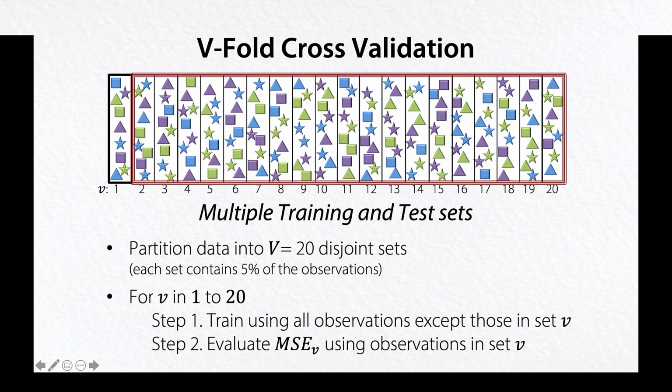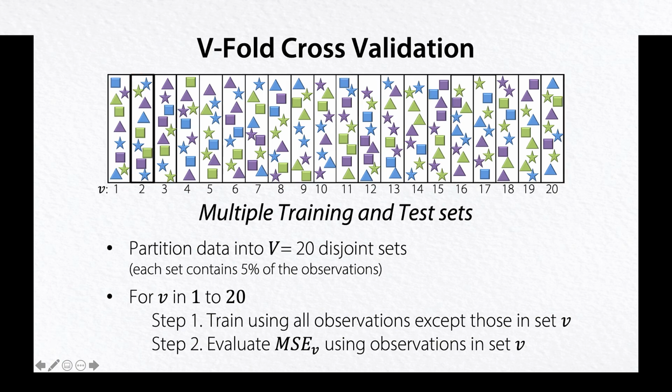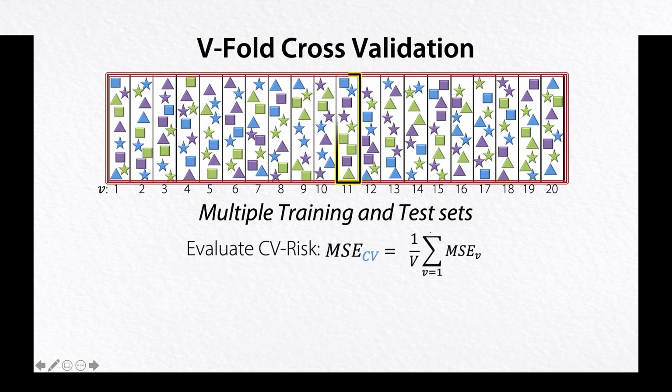But we don't only do that once. After we evaluate the MSE using the held out observations in set 1, we move on and hold out the observations in set 2 as the test set. We train on the 95% of data in sets 1 and 3 through 20, and then evaluate with respect to the observations in set 2. We repeat that until we finally have 20 estimates of the MSE. And then our overall estimated cross-validated risk is the average risk estimate over all the 20 validation sets.